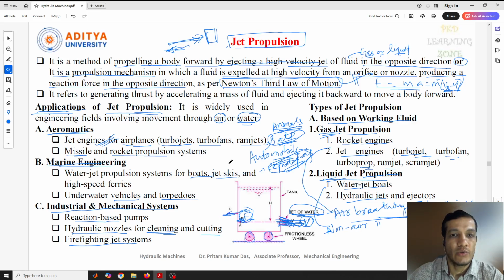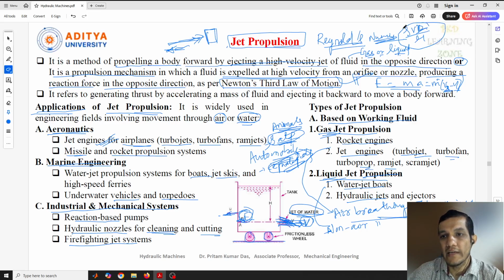Similarly, I told you the advantages and disadvantages. Apart from that, one more thing: all these high velocity jets we are talking about come under the concept of the Reynolds number. As per the Reynolds number equation, we know that it is rho V D by mu. That means density matters, viscosity matters, and velocity is also required. If viscosity and density are fixed, then we need to go for the velocity. But when you are talking about high temperature, these properties will change. So these are the concepts of jet propulsion.